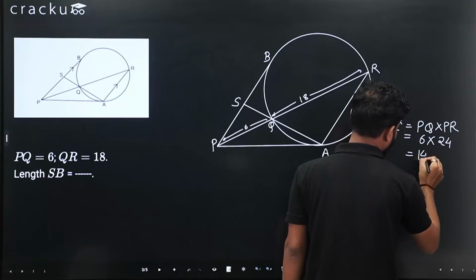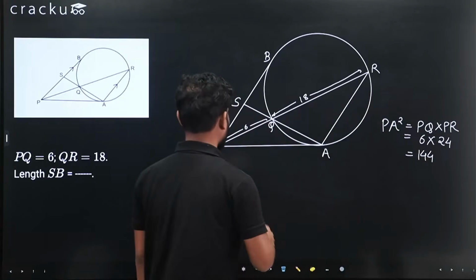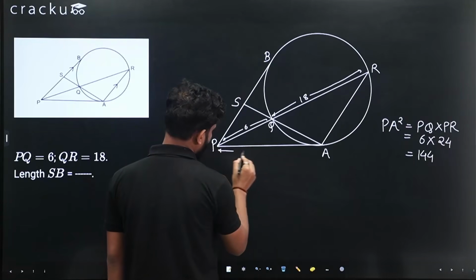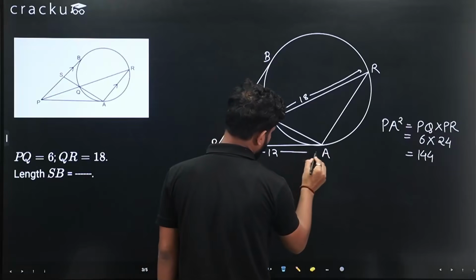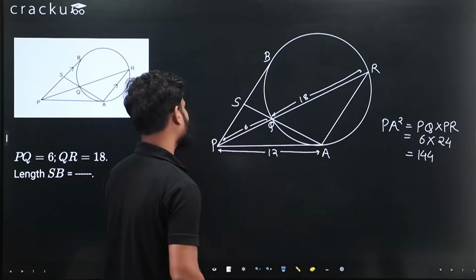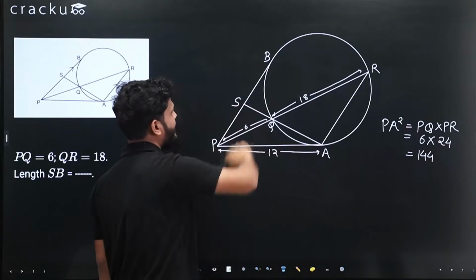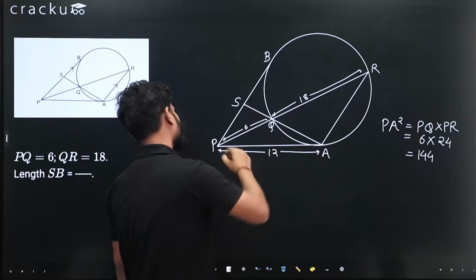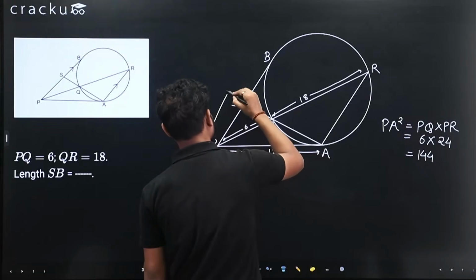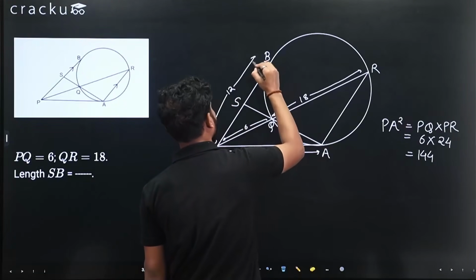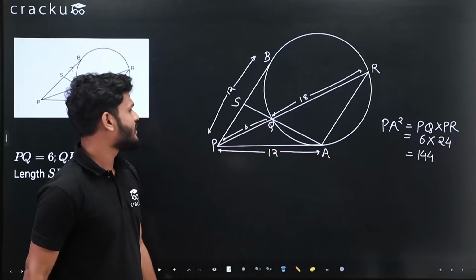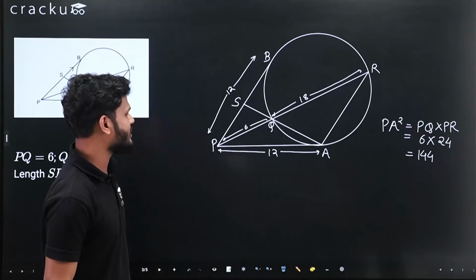This is 144. So if PA square is 144, this length is what? This length is 12. Also, PA and PB are the tangents from the same point, so the lengths of these two tangents will also be the same. So this is also essentially 12 only. Now, what to do further?